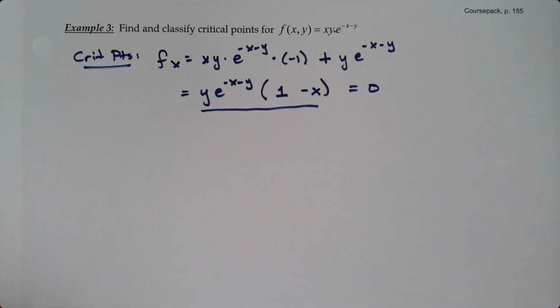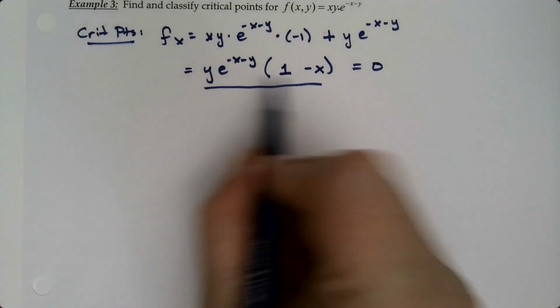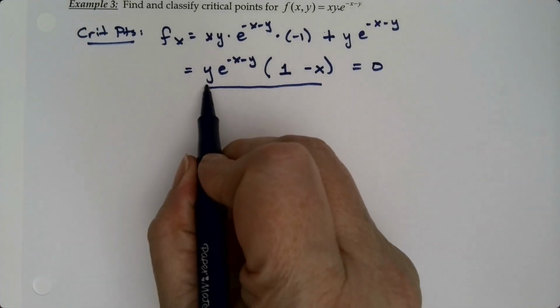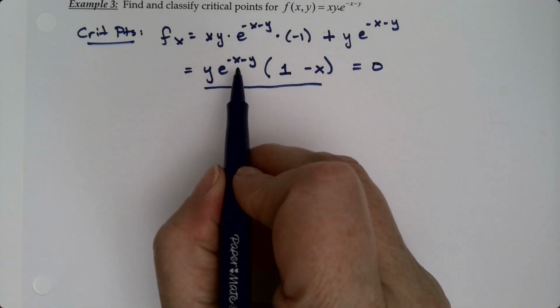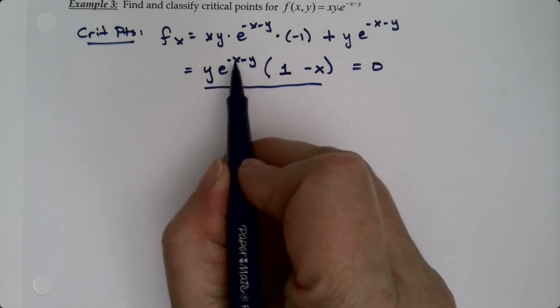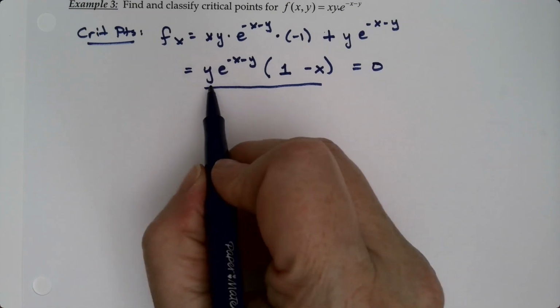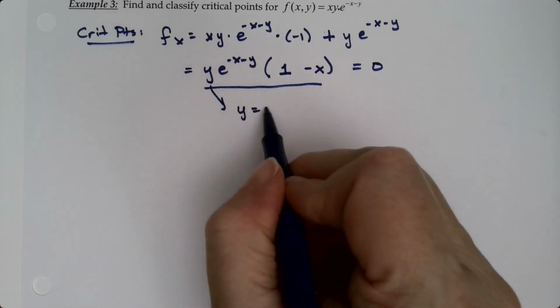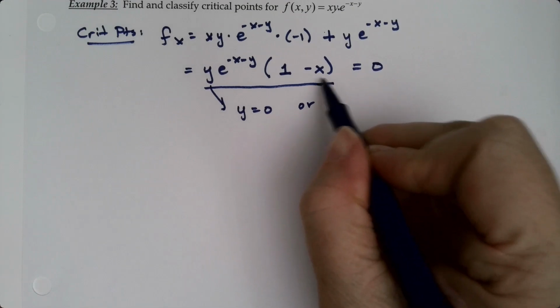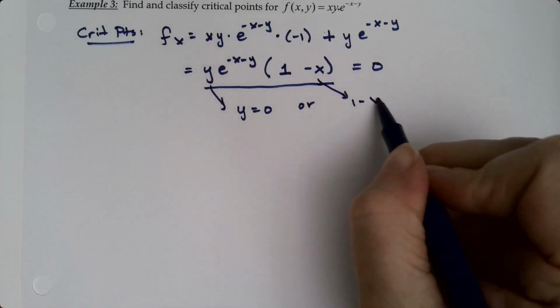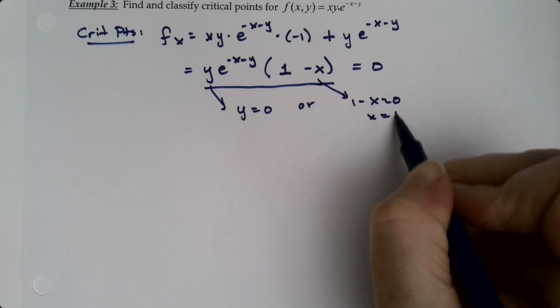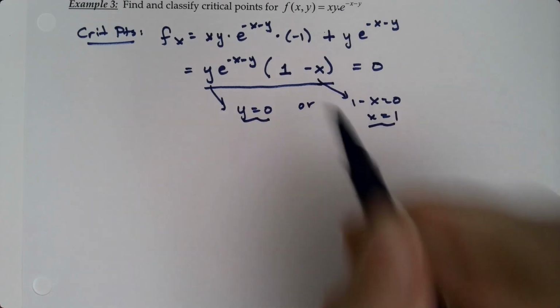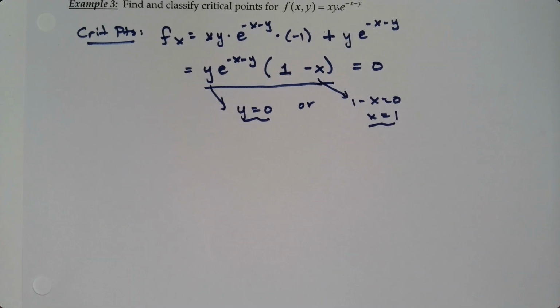Well, actually, I take it back. I guess we can do it right now. If this is going to be equal to 0, because exponentials can never be 0, we're never going to get a 0 out of this part. So that's off the market. So either y is 0 or 1 minus x is 0, which would mean x is 1. All right, so there's our two options. We're going to keep those in mind for later.